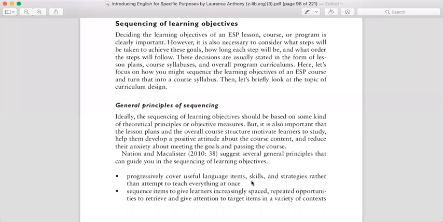Then you can sequence the items with increasing space, giving repeated opportunities to retrieve and give attention to target items in a variety of contexts. What is important in this basic principle is that you are revising again and again throughout the whole syllabus. If you have taught one thing, you're not going to leave it there, but you will continue with it in different ways, for instance in different contexts.